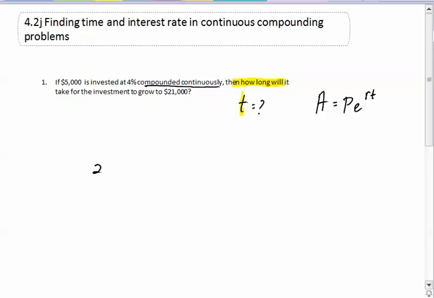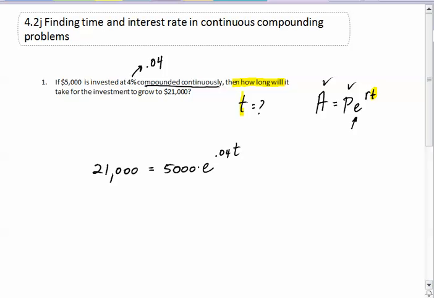So the final amount we want is $21,000. That's going to be the A. The investment we're going to make is a $5,000 investment. That's the P. So these two are filled in. Remember, e is not a variable, so we're going to say times e, it's a number. R is an interest of 0.04, but t is the unknown. That means that we need numbers in every other position, and we do have numbers in every other position.